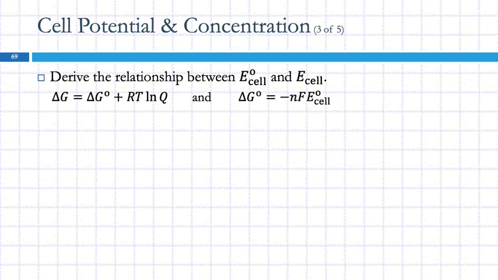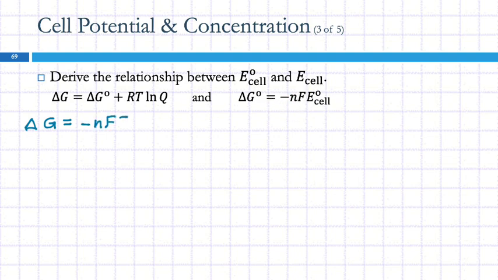Okay, derive the relationship between standard cell potential and the cell potential. I screwed this up yesterday. Let's hope I can do it correctly. What we have in common in these two equations is the standard free energy. So standard free energy equals this, and this is equal to standard free energy plus that. So I'm going to substitute this in for delta G0. So delta G is equal to delta G0, but I'm going to put this in there instead.